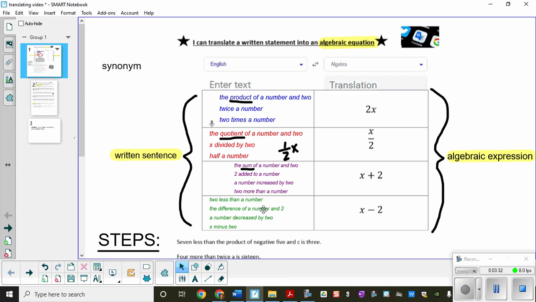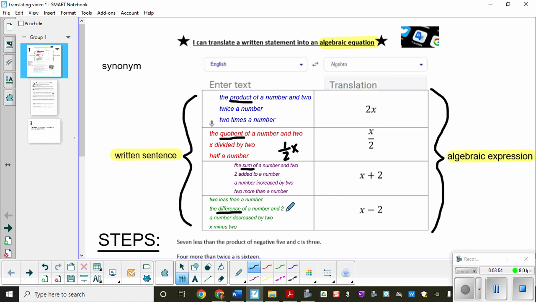And now last but not least, let's talk about the subtraction stuff. When we see this right here, it is 2 less than a number. If up top is 2 more than a number, this is 2 less than a number. So there it is in green, 2 less than a number. The difference of a number and 2. Difference is the answer to a subtraction problem.